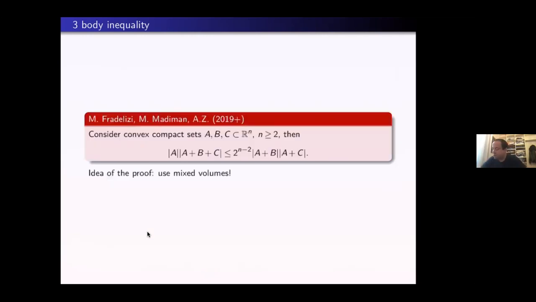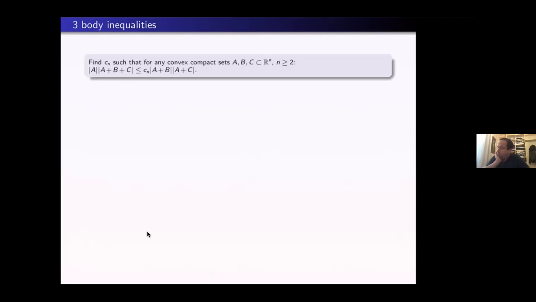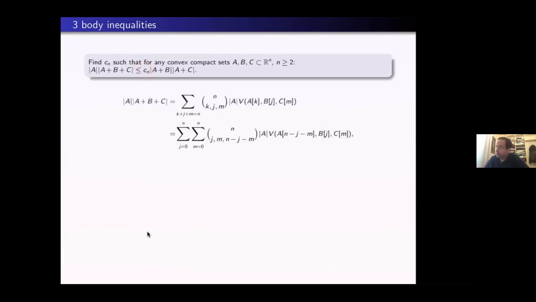So let me just try to explain to you in 5 minutes how you can do it. So you do the following, you go to mixed volumes, that's the whole point. So I'm trying to find the best constant in such an inequality, for example. Very good.